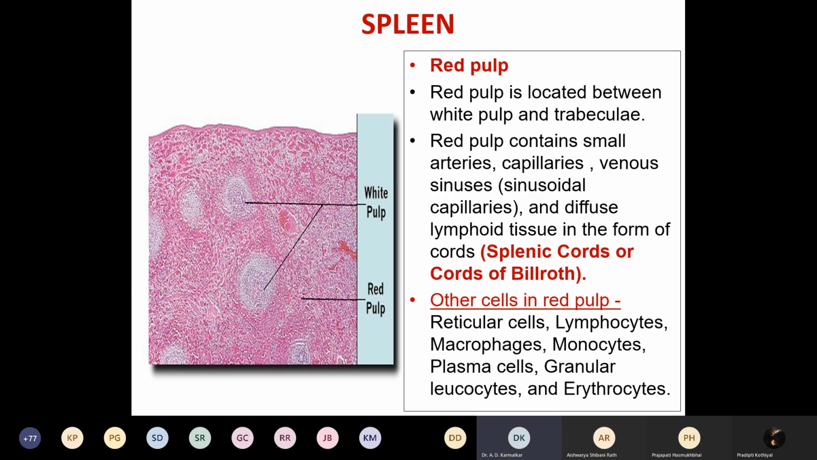Red pulp: remember, in the red pulp there are cords, and the cords are formed by cells. Which cells are these? These are the reticular cells, lymphocytes, macrophages, monocytes, plasma cells. All these form the cords, and in between the cords there are the sinusoids, where the blood gets filtered. These cords are called the cords of Billroth. So splenic cords or cords of Billroth are the cords found in the red pulp of the spleen.